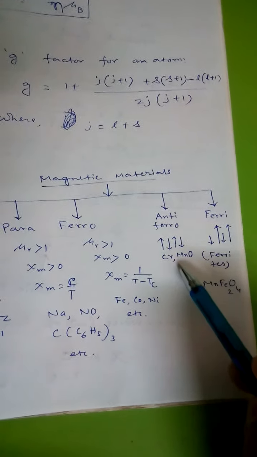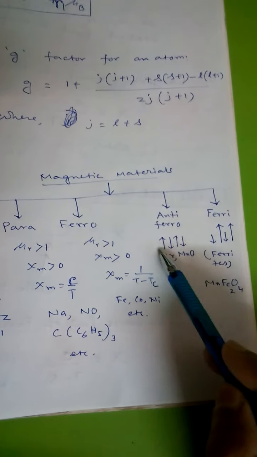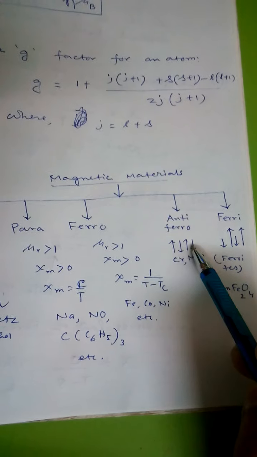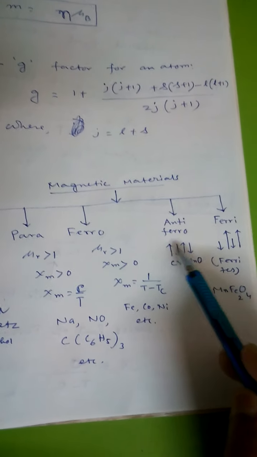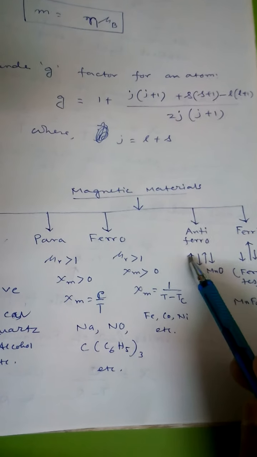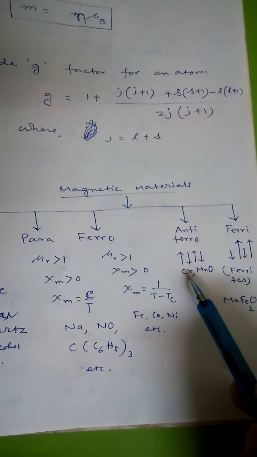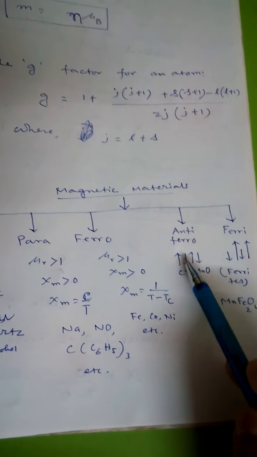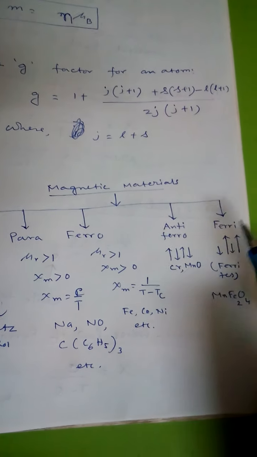For antiferromagnetic material, magnetic moments are equal and opposite. As a result, it shows a null magnetic field, no effective magnetic field. Chromium and manganese oxide are examples of antiferromagnetic material.